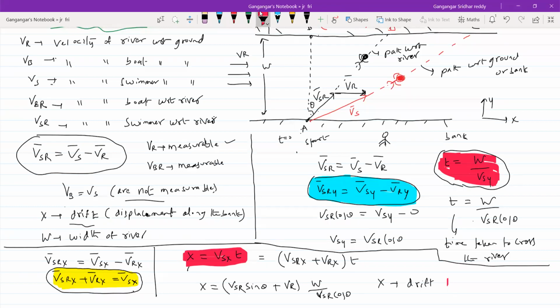All of you okay with the terms? I defined all the terms. In some books they started with VBR, that's why I brought that also. Either boat or swimmer, let it be the same. Any doubts you can clarify? Then I'll proceed to the next conditions.